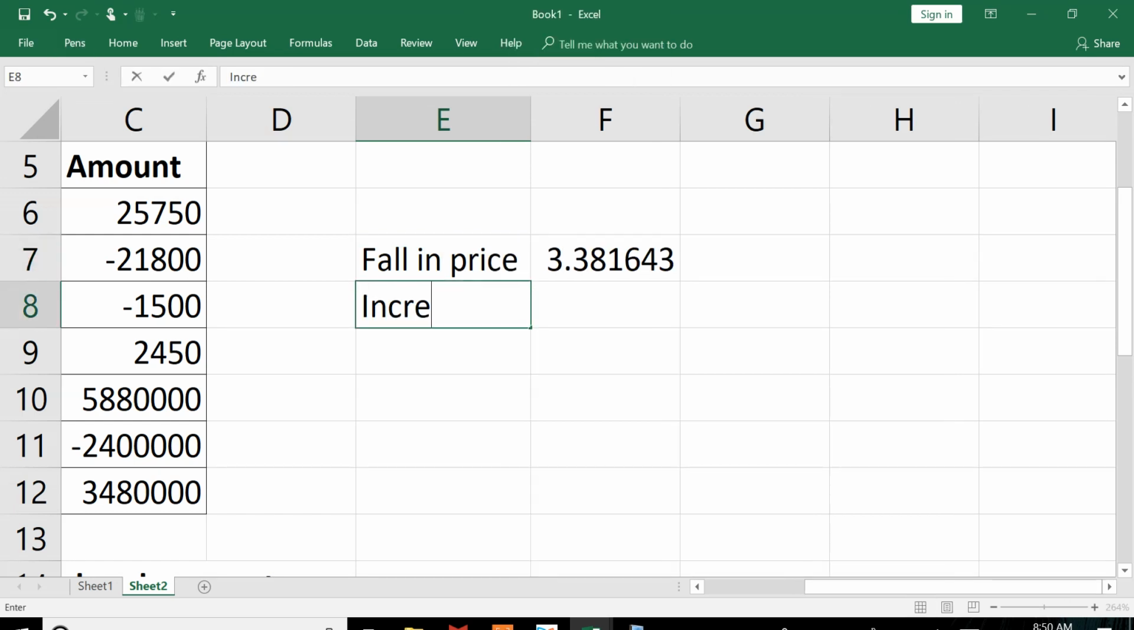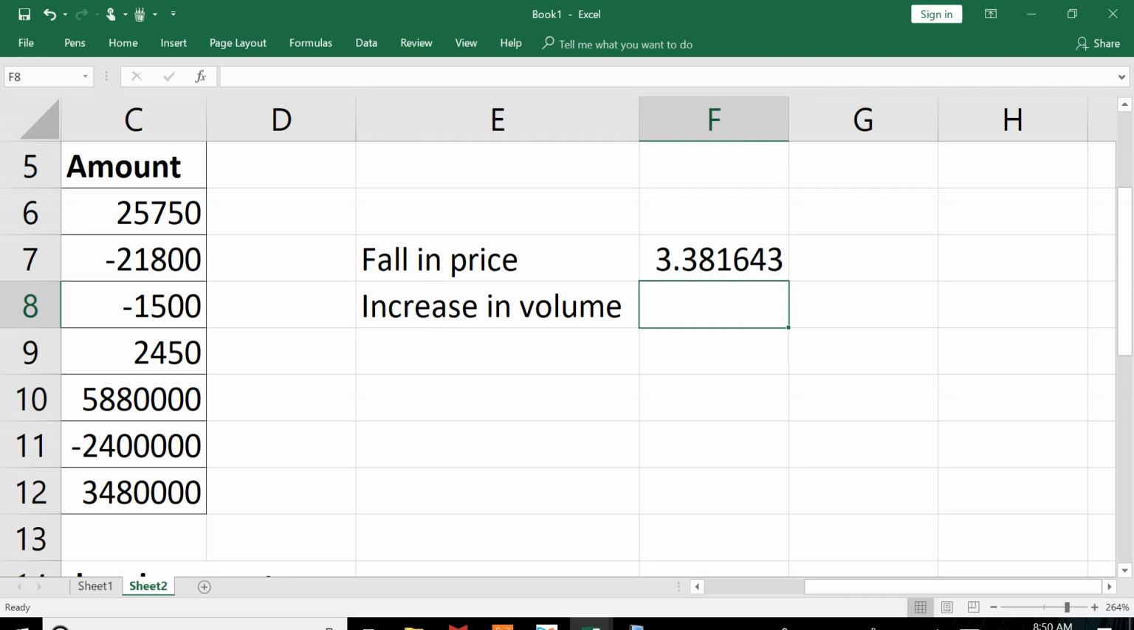Next point, increase in volume equals fall in price into 1.5 times. 5.07% is going to be the increase. Any doubts on this?